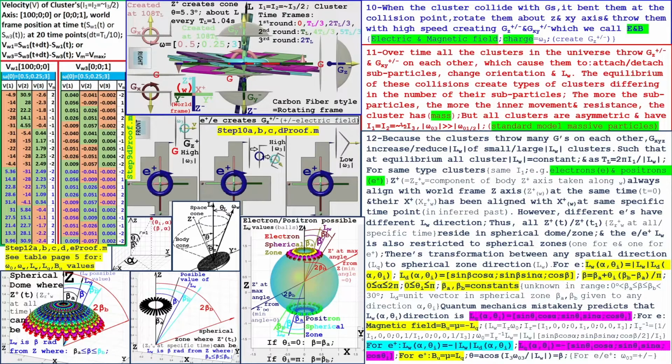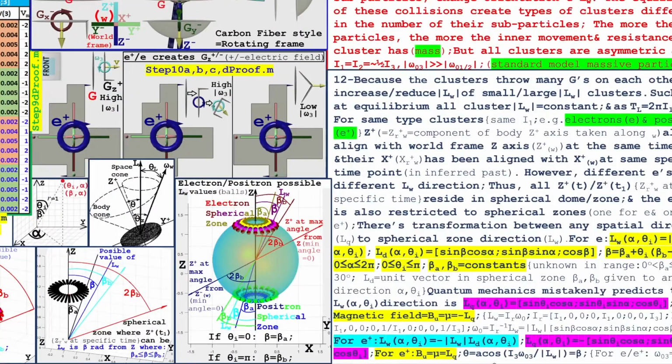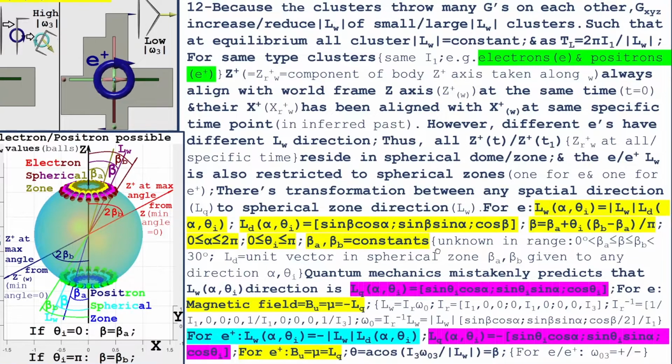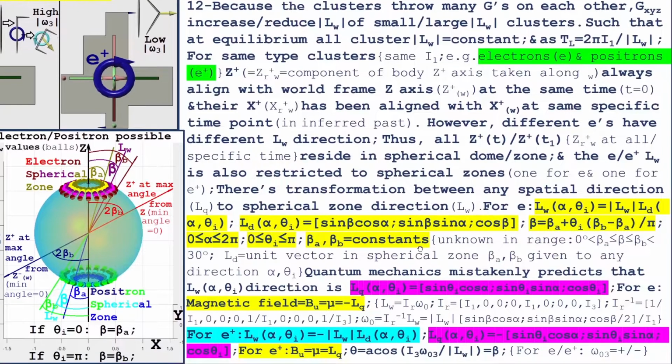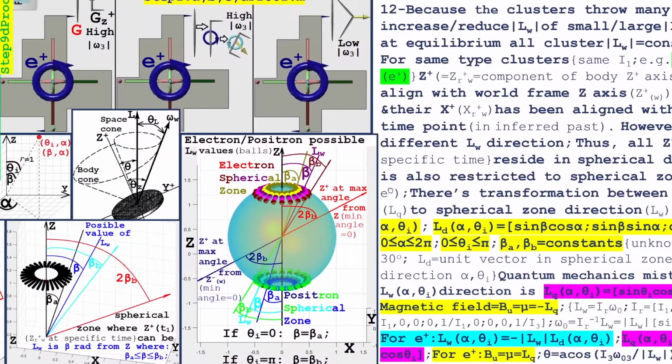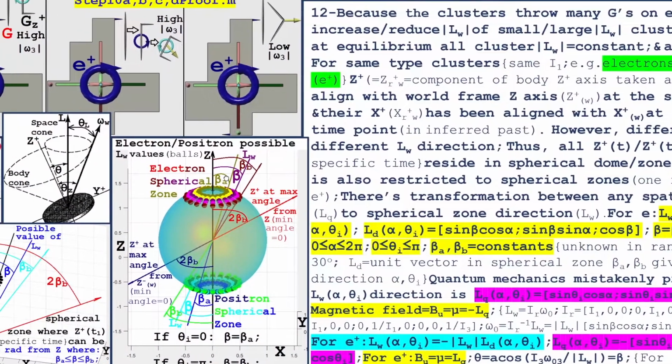Step 12. Because the clusters throw many g's on each other, some g's increase the magnitude of the cluster's angular momentum, and some decrease it, such that at equilibrium this magnitude is equal for all clusters, by the theory of synchronization. And because the major axis period, t_L, is inversely proportional to this magnitude and proportional to the major moment of inertia, the major axes of all same-type clusters align with the world z-axis simultaneously.